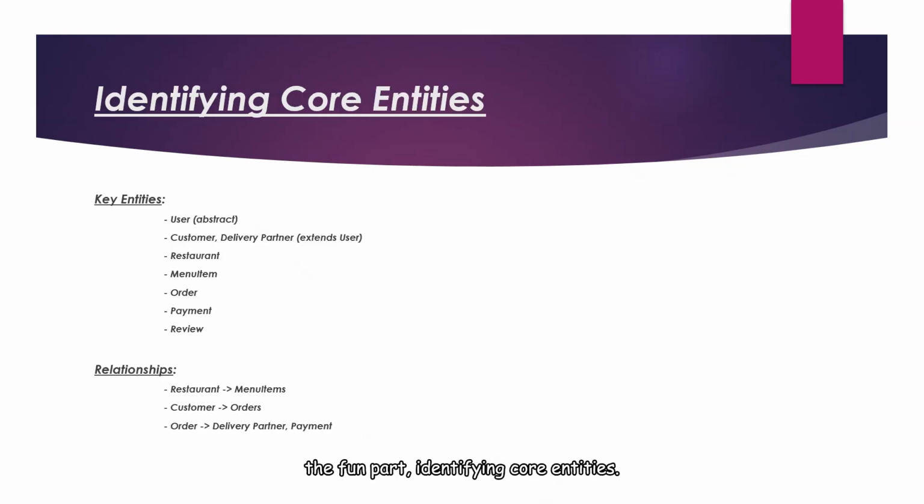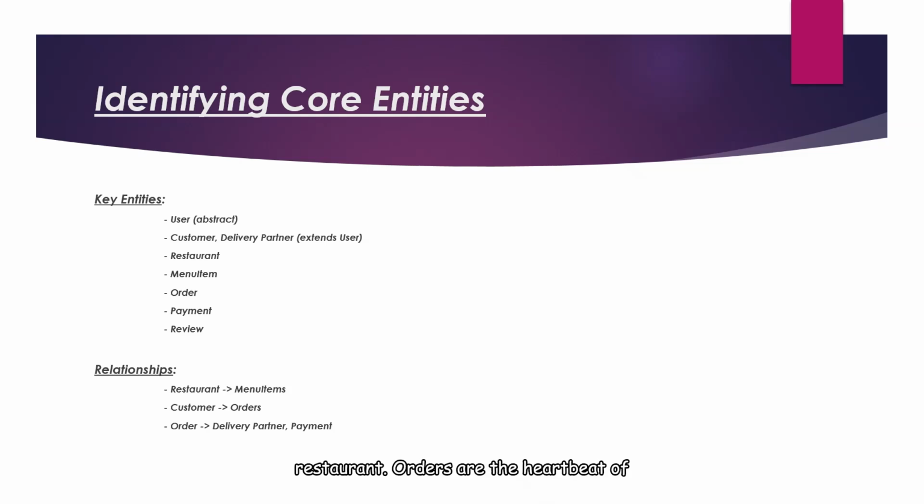Now comes the fun part, identifying core entities. The foundation of any system is the data it manages. In our case, at the center, we have a user entity representing both customers and delivery partners because they share many common properties like name, phone number, and login details. Restaurants are another major entity, having menus, addresses, and business details. Each menu item belongs to a restaurant.